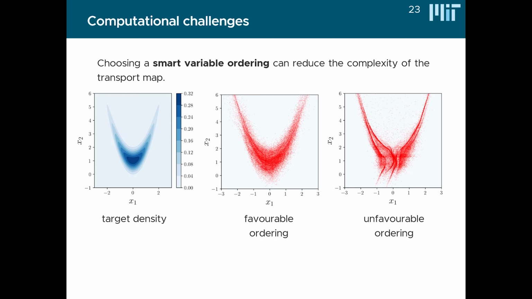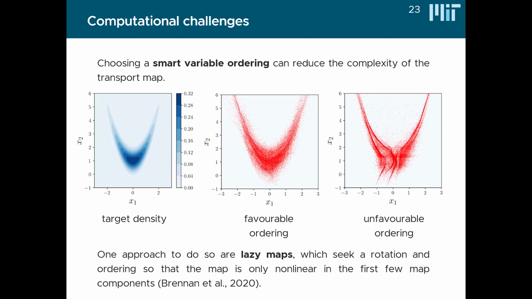Now, in many physical systems, it might actually be relatively easy to find a favorable ordering. For example, in grid-based systems, often cells that are close to each other depend more closely on each other than those which are far away from each other. But in systems in which we have no such intuition, we would like some kind of abstract methods to find a good ordering. And our colleague, Michael Brennan, for example, proposed lazy maps, which use some kind of very clever transformation, so that only the first few map component functions are nonlinear, and everything below actually is fine to be approximated with linear maps. So that's one option you can choose in such systems.